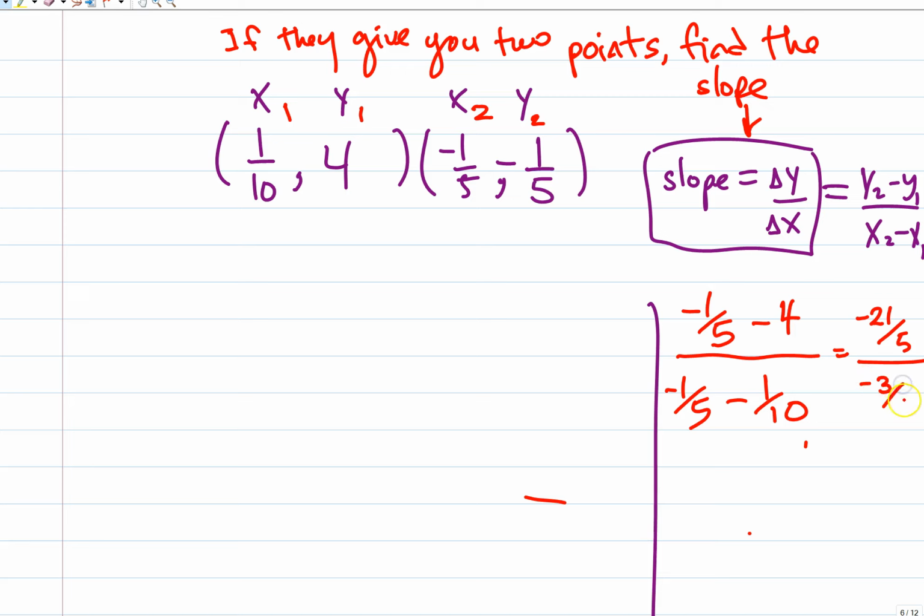There you go. Over. Now, what I don't like about this is I'm okay with slope being a fraction, but I don't want a fraction over a fraction, right? We've had this before. Some of you can literally type that in your calculator and hit enter, and it'll rewrite that for you. If not, then you have to pick that negative 21 over 5 divided by negative 3 over 10, and we should all be able to put that in our calculator at this point.